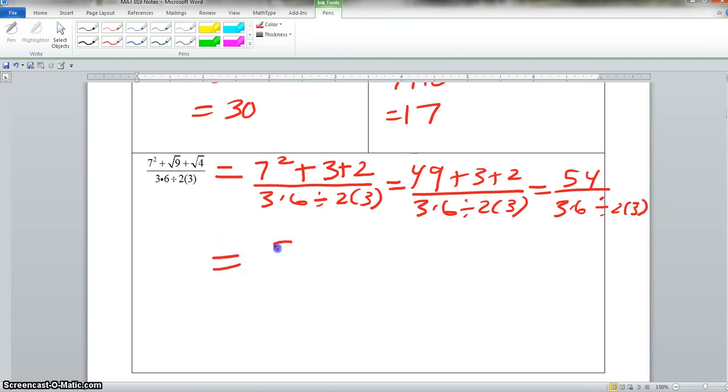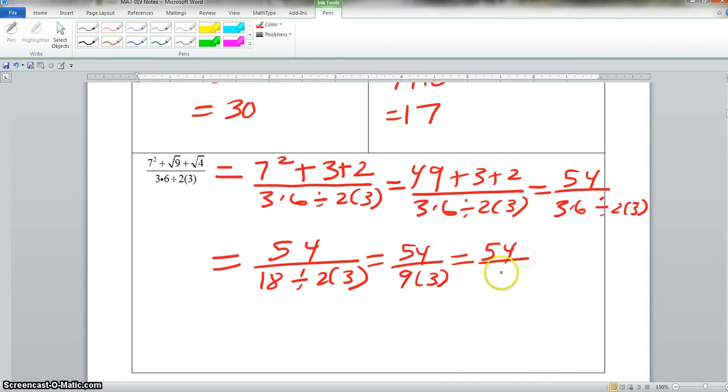Now, we're done with our numerator. Now we need to finish our denominator. We have multiplication, division, and multiplication because we cannot do anything else with this parenthesis. So now what we need to do is this here. Since we have all multiplication and division, we go from left to right. 3 times 6 is 18. And we are divided by 2 times 3. Now we have division and multiplication. Division came first from left to right. So we'll take 18 divided by 2 is 9, with our parenthesis 3. So now we will have 54. 9 times 3 is 27. And 54 divided by 27 is 2. And that is the final answer.